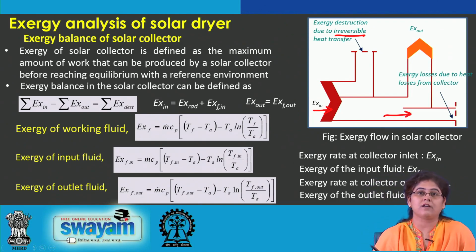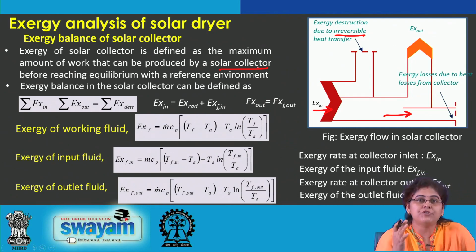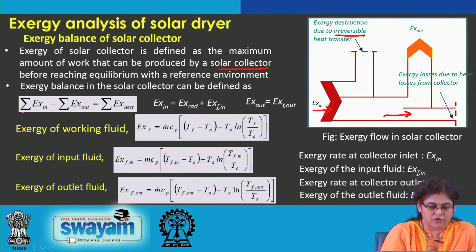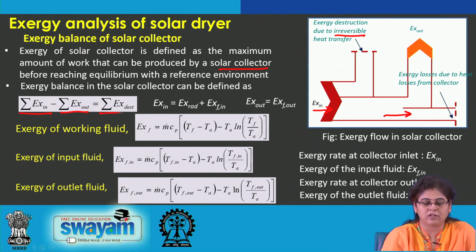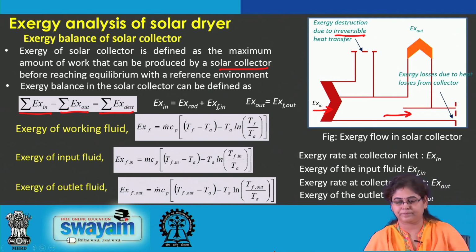In order to get into the details of this process of exergy analysis, the exergy of a solar collector is defined as the maximum amount of work that can be produced by a solar collector before reaching equilibrium with a reference environment. An exergy balance in the solar collector can be defined as the summation of exergy in to the system minus the summation of exergy out from the system, which is equal to the exergy that is destroyed inside the system.